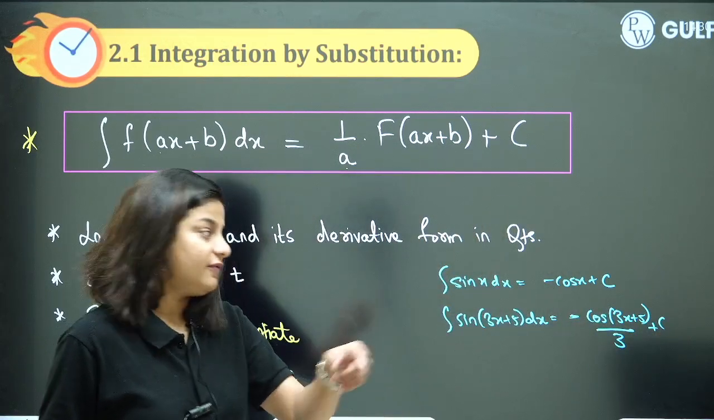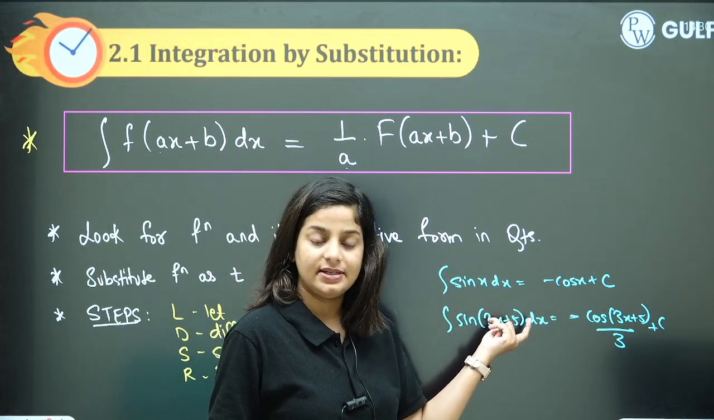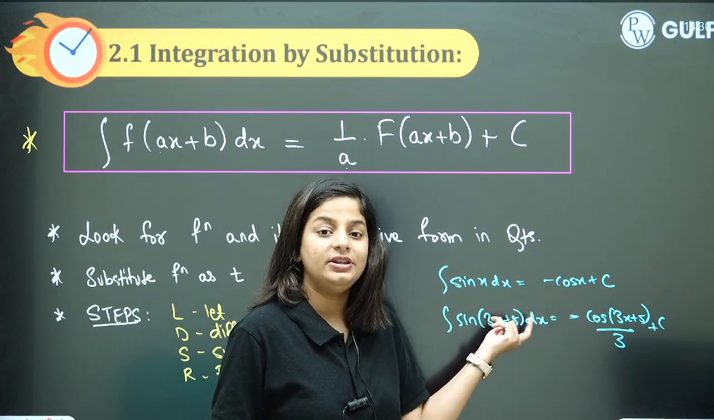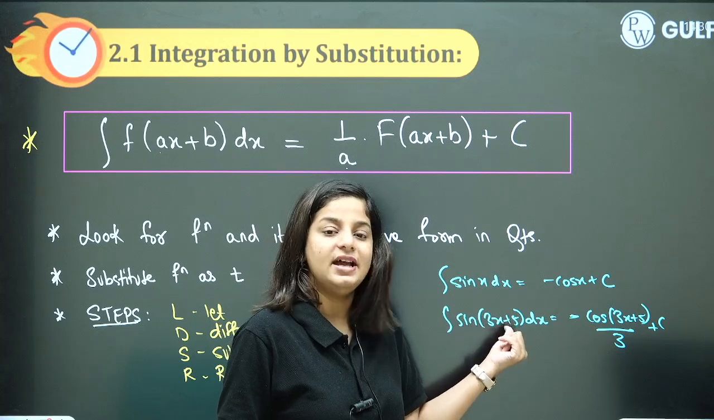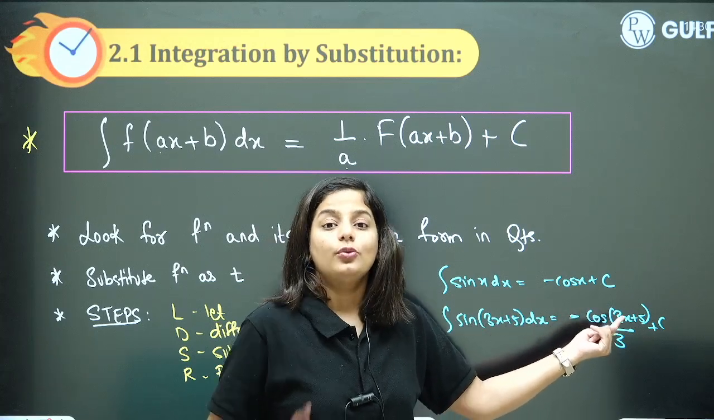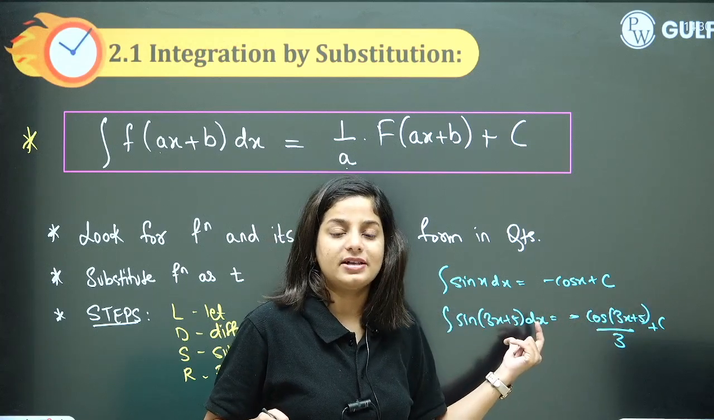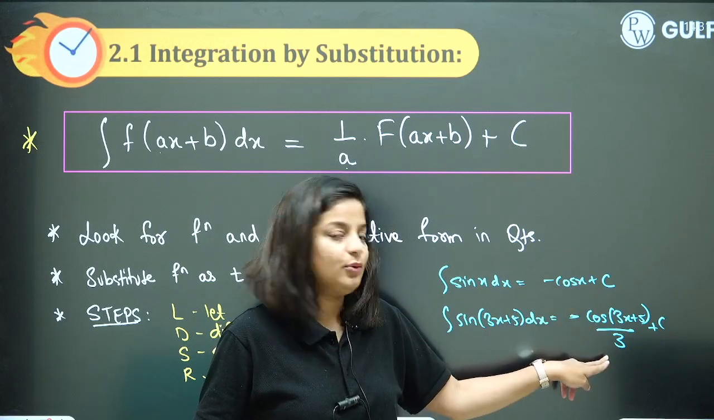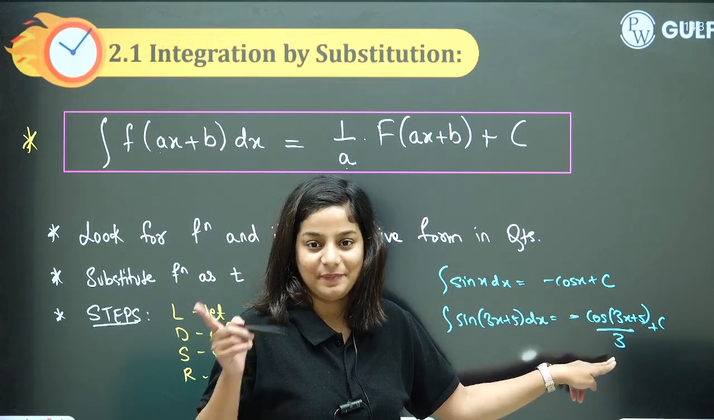In derivatives, you used to multiply with the derivative of this term. Like the derivative of sin will be cos, and then by chain rule you multiply with the derivative of 3x plus 5. Here you will divide with the derivative, which is 3.